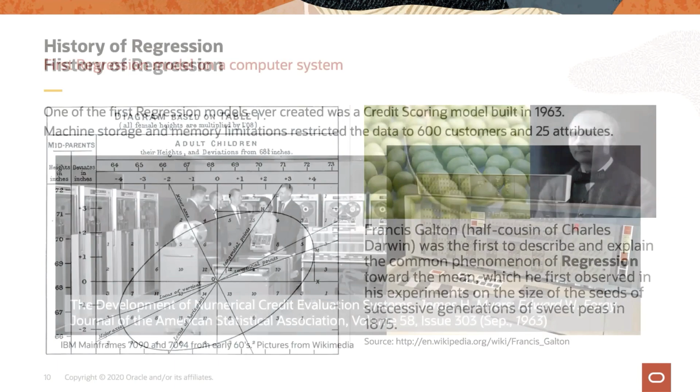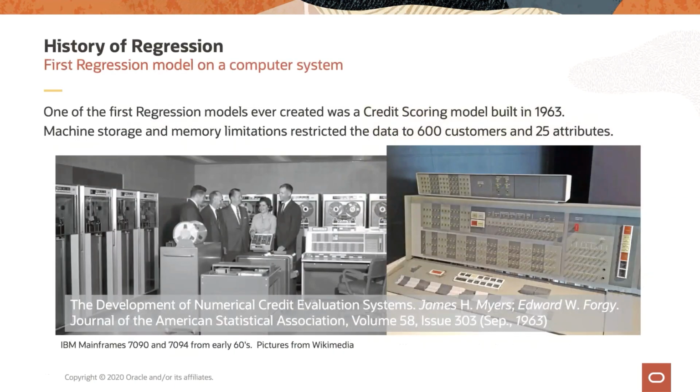Now, a more modern approach. Regression was first used on computers on these gigantic 7090 mainframes in the early 60s, where they were trying to build a credit score model. But because of the memory back then, they were only able to do that with 600 customers and 25 attributes. And that was already an incredible achievement of the day, being able to do that much compute on that data set.